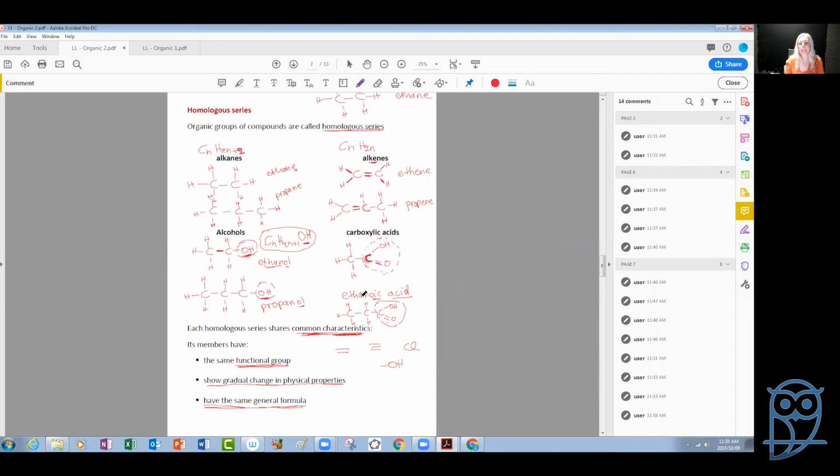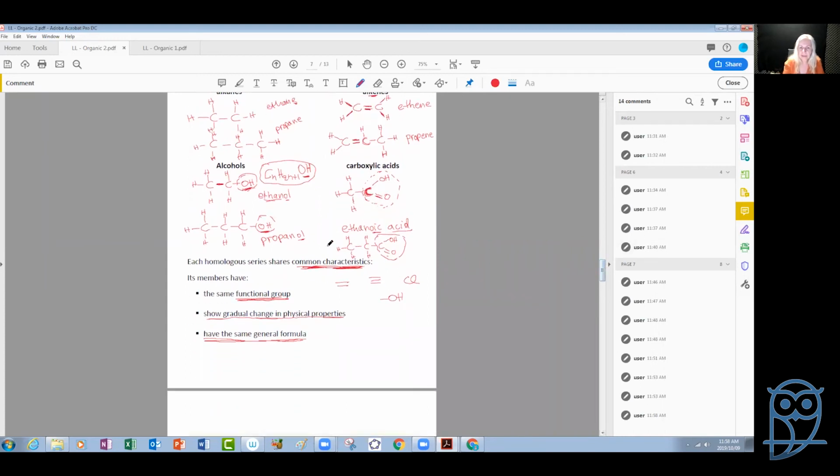And then for the carboxylic acids, let's write it down here. Again, N carbons, and hydrogens now will be 2N plus 1 again, but one would have been replaced by this group here, the characteristic group of the carboxylic acids. Here it is. So every single homologous series has the same general formula.